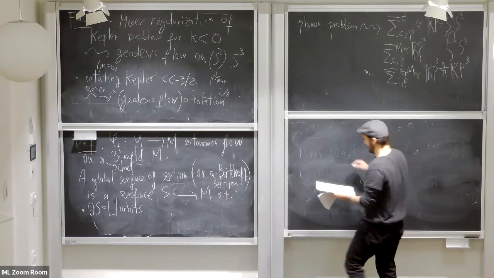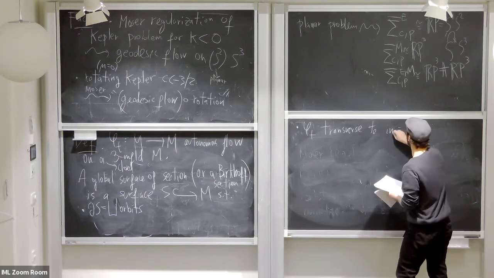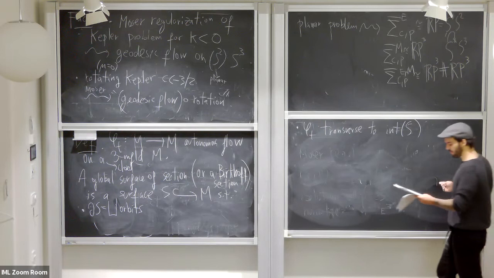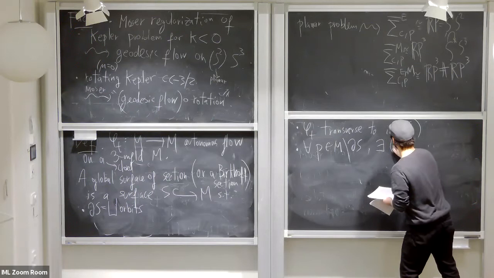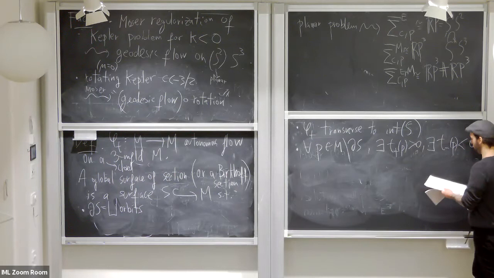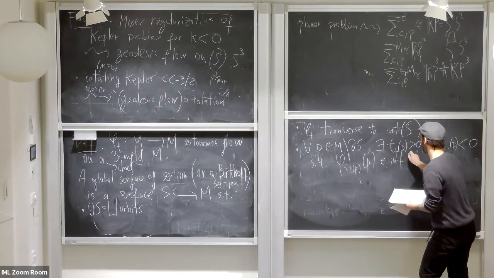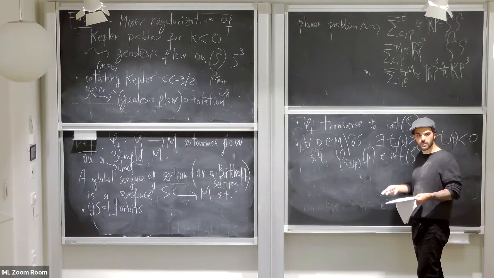The second condition is that Vt is transverse to the interior of S. In other words, the vector field that generates the flow, which I'm assuming is time independent, is transverse to the interior of S. And the third condition is that for every point in the manifold which is not in the boundary of S, there exists some positive time t plus of p, and also some negative time t minus of p, such that phi of t plus minus of p applied to p lies in the interior of S. In other words, any point which is not in the boundary of the surface intersects the interior of the surface in the future and in the past.